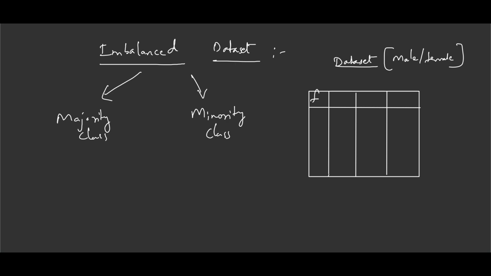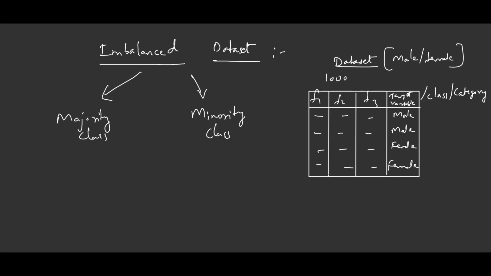Here I'm taking feature 1, feature 2, feature 3, and this is our target variable, or you can call it class, or somewhere it is called category. And suppose we have some features here and it is male, some features here it is male, some features here it is female, some features here it is female. For this I have 1000 data points. It means that I have 1000 data here. And suppose out of these 1000 data points, I have in the data set male category as 500 and female category as 500. So in this case, I can say that this data set is a balanced data set.